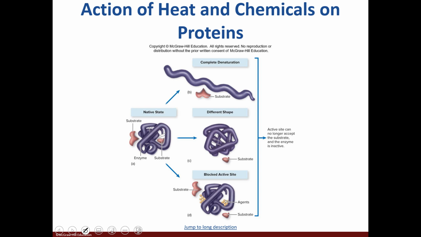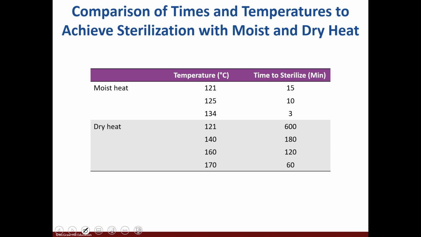Heat works by completely denaturing the protein, causing a conformational shape change, which prevents the substrate from binding or can block the active site. This table shows that moist heat can be as effective as dry heat but at shorter times. We can see at 121 degrees Celsius of moist heat, only 15 minutes are needed to achieve sterilization, compared to 600 minutes of dry heat.